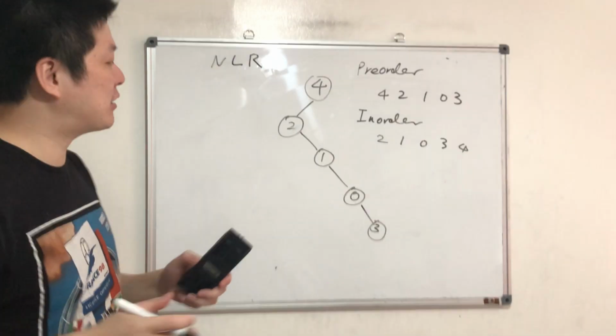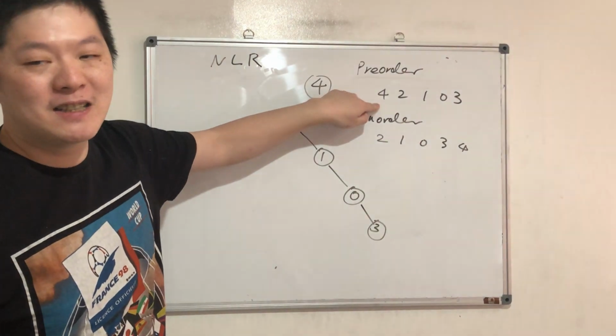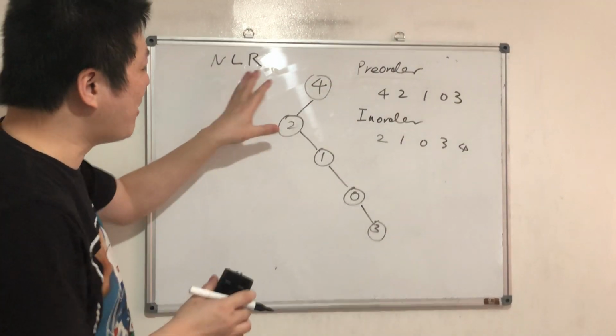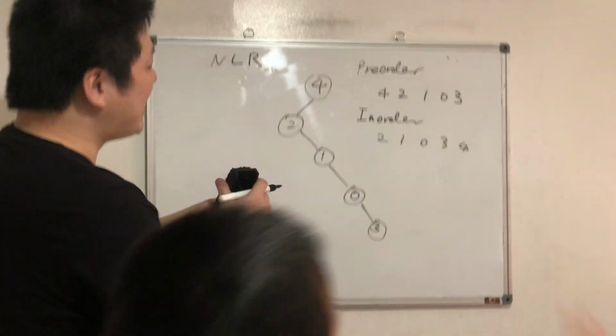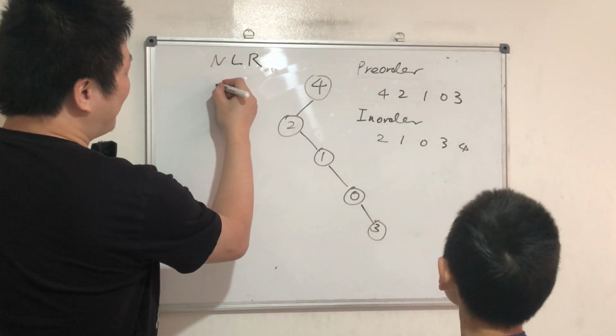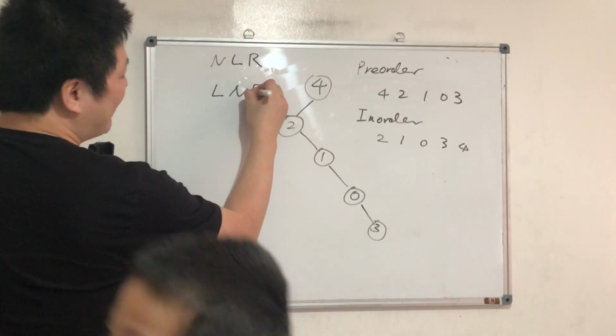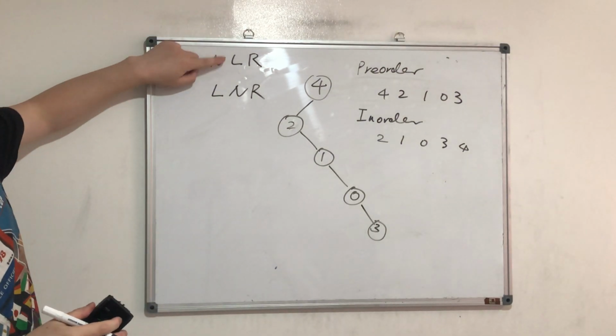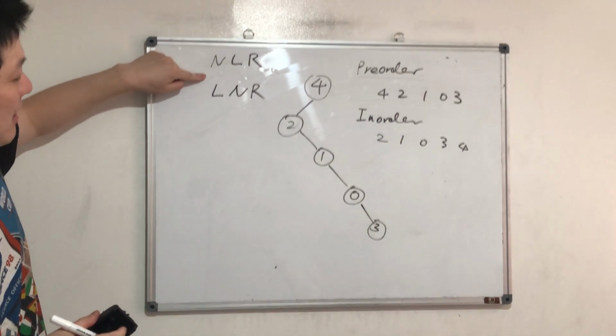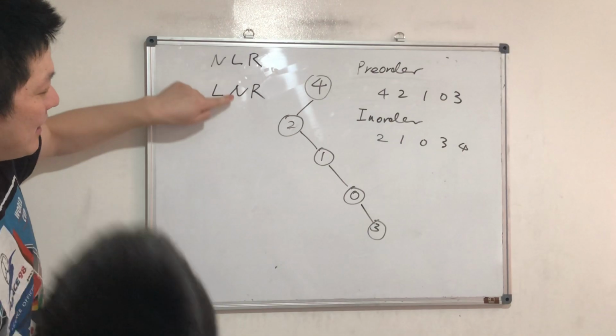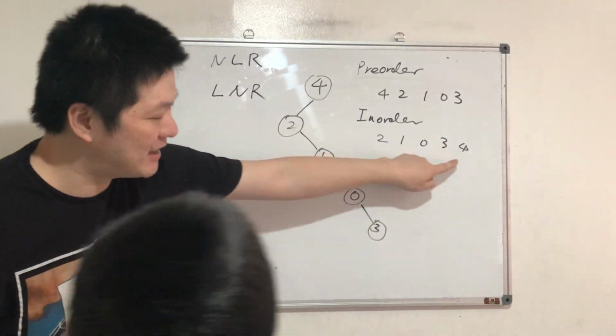Well done, good job. So 4 is the root, from the pre-order. And then this in-order is what? It is left and right, yeah? So this is given. So we need to find 4 in the in-order list, which is here.